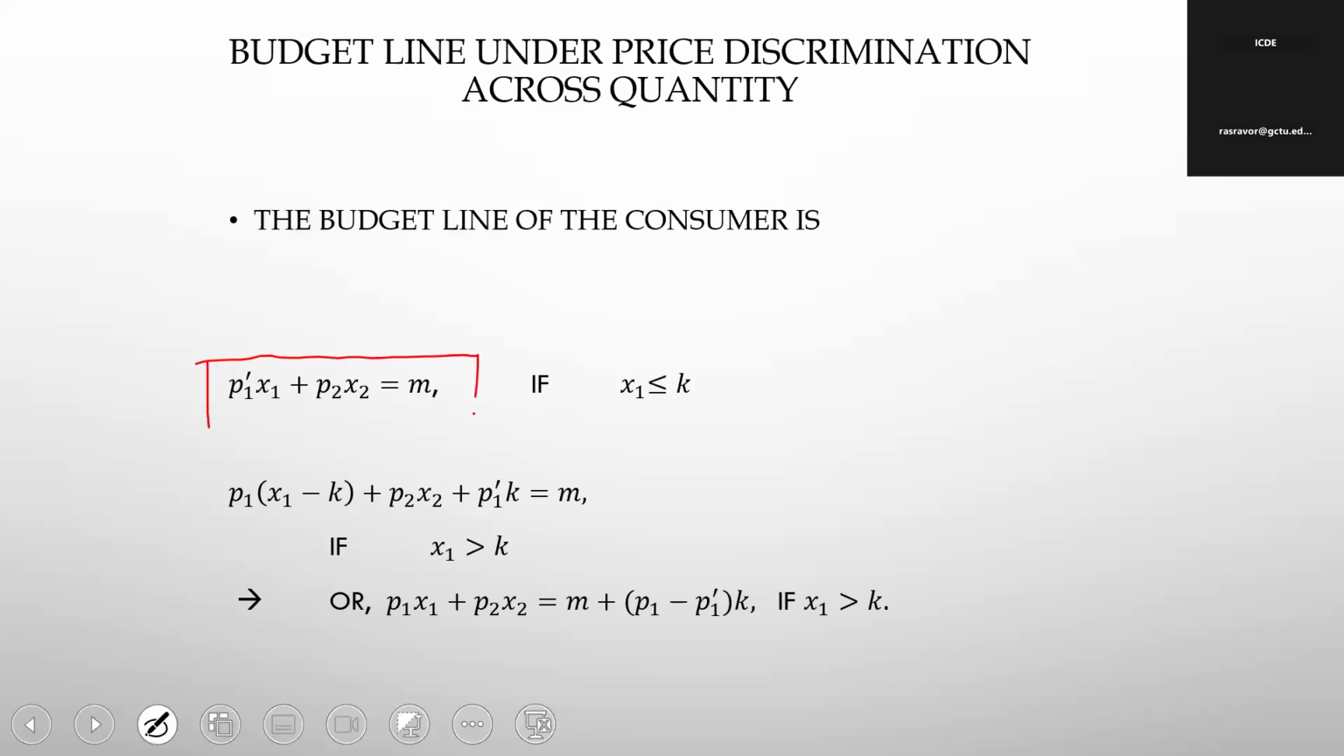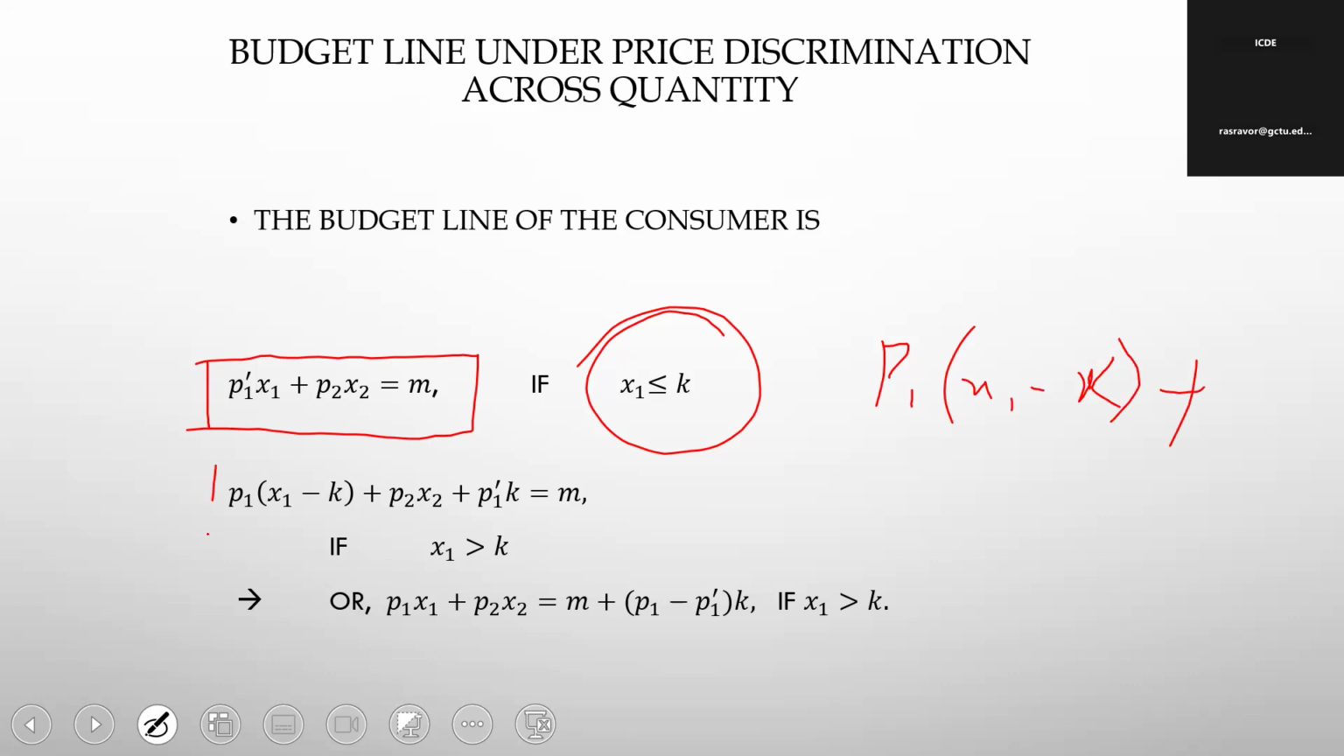This was the initial. Then there was farming. Government is saying anything greater than the K, which is the 80 that we have put there, you have to pay. So how does the equation change? The equation is going to be P1 times (X1 minus K) plus P2 X2.